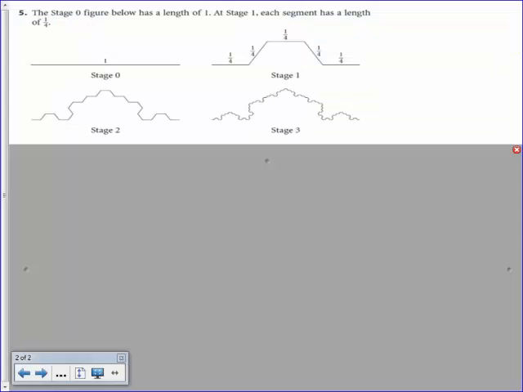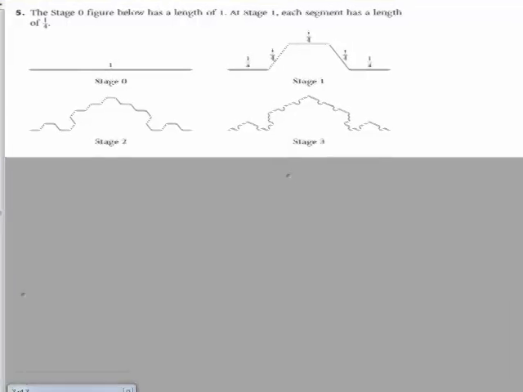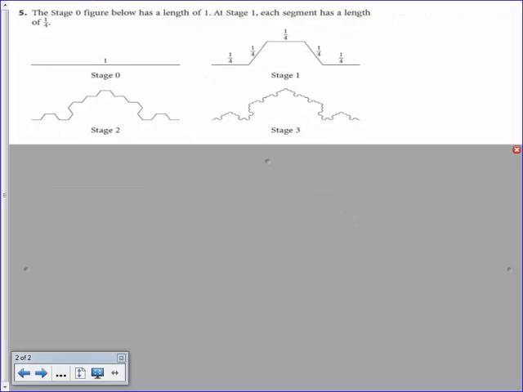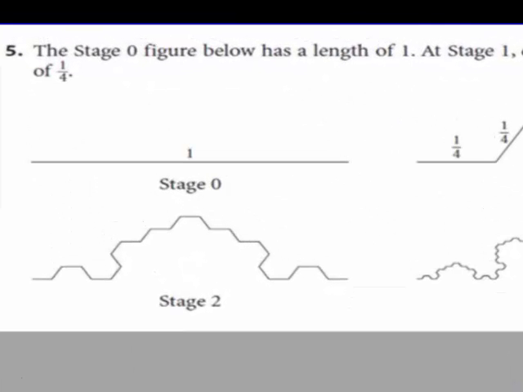Now let's go ahead and apply some of that exponent thinking to a recursive rule. So here it says the stage 0 figure below has a length of 1. At stage 1, each segment has a length of 1/4. All right, so let's think about what's actually happening. I'm going to write my recursive rule for this right off the bat. Recursive rule. Remember, the rule just describes what is occurring every single time.